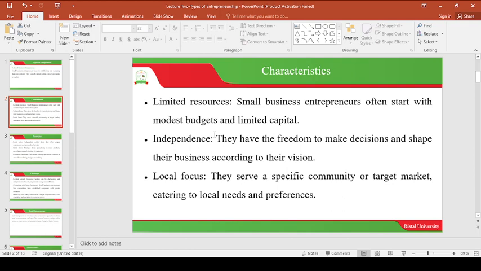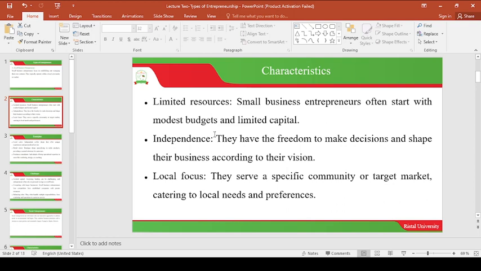The next characteristic is local focus. They serve a specific community or target market, catering to local needs and preferences. Like I've told you from the beginning, they only operate in one community. If you are based in Juba here, you are only serving people who are staying in Juba, specifically Gurei. So the question now is, if you have a branch maybe in Meridi, you have another branch in Yambio, are you still under the category of small business?